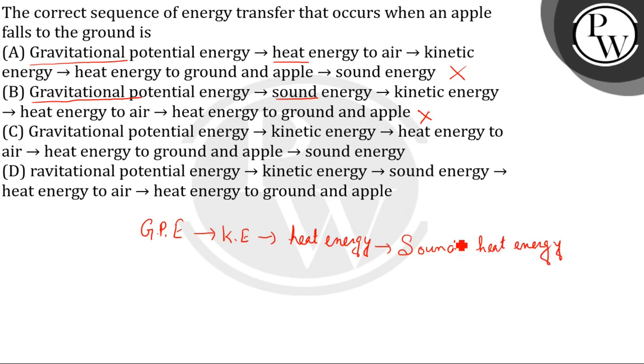Okay, so out of these two, we see that option number C is first gravitational potential energy, then kinetic energy, then heat energy to the air. Okay, then it hits the ground, so heat energy to the ground and sound energy. This is the correct option.